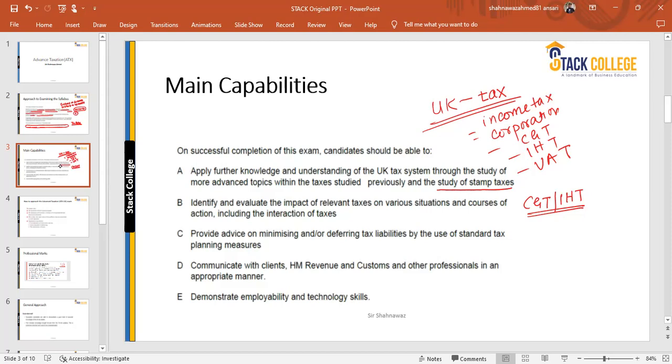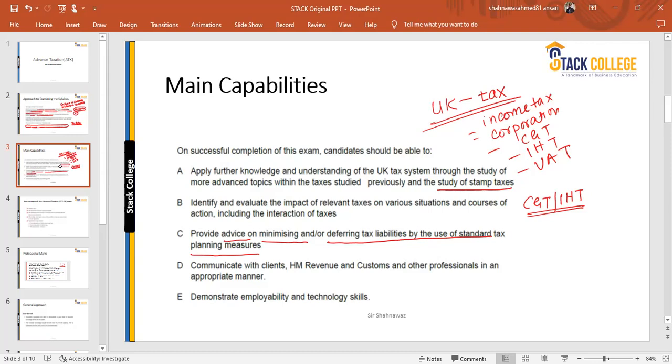For example, if a company or an individual has losses, then the examiner will ask how many types of reliefs are available and how best you can utilize them. So you have to advise your client on minimizing or deferring tax liabilities using tax planning measures. For example, you are selling an asset and that created a gain of, suppose, 200,000. Now you can defer that tax by investing the money into a new asset. So you should learn the rules on how you can defer your tax liability, and whether deferring is beneficial for you, or should you pay now or later on?